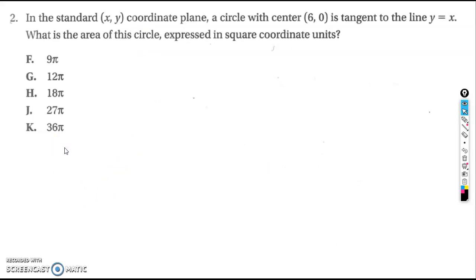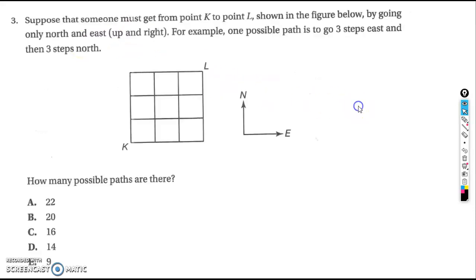Okay, same with this next one. This one says, in the standard xy coordinate plane, a circle with center 6, 0 is tangent to the line y equals x. What's the area of the circle? So in this case, they didn't give you a picture. So you're going to have to draw a picture based on the information that they gave you. And once you do that, then you'll be able to find the area. But once again, they didn't give you an area formula. So that's another one. Remember, no formula sheet. They expect you to know the area of a circle on the ACT.